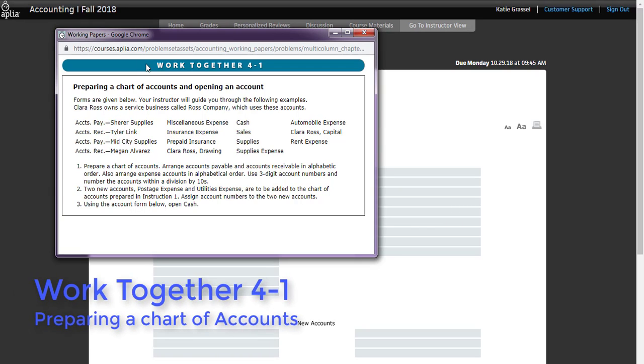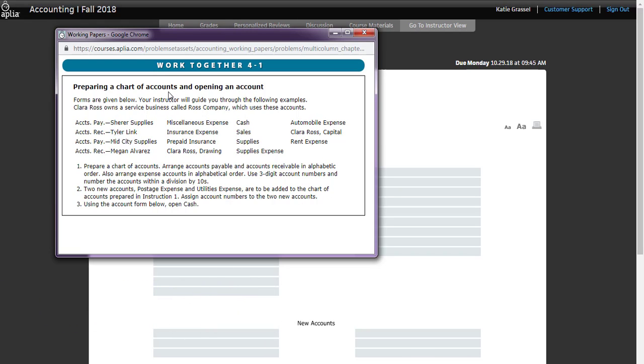Work Together 4-1 has us going through and preparing a chart of accounts and opening an account. Now let me tell you, on your test for this chapter, they're going to have you prepare a chart of accounts, but you're only going to do this type of assignment once for this chapter. So it's not something that gets practiced a lot through our application problems, but I'm letting you know now. Make sure before we take the test on this chapter, you review how to prepare a chart of accounts, because that's going to be one of the spots that people lose some points.